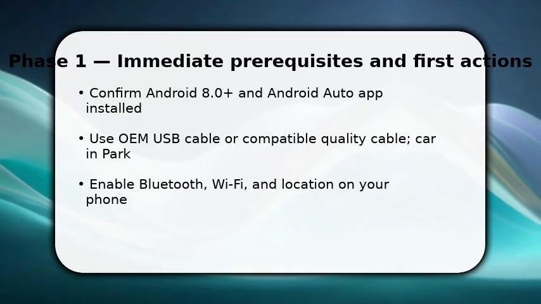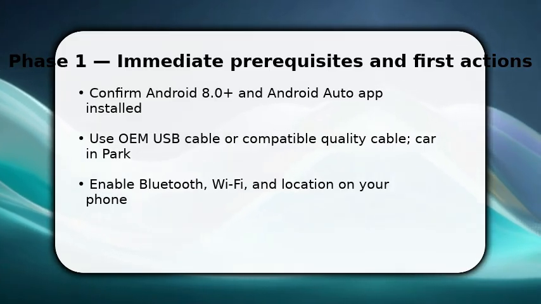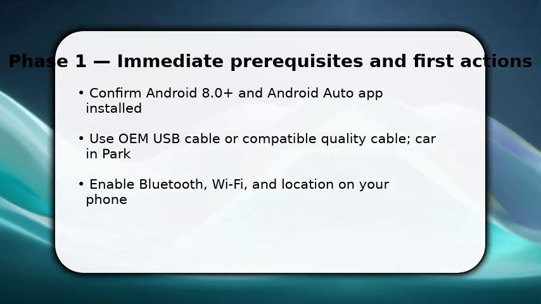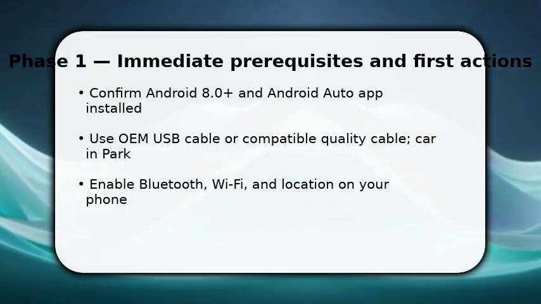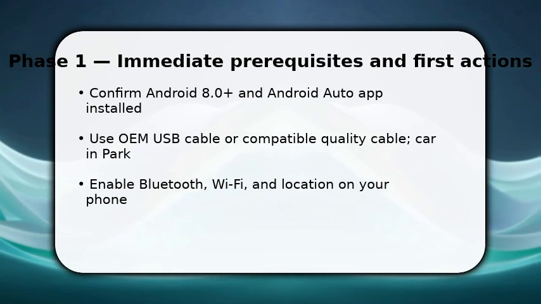Next, enable Bluetooth, Wi-Fi, and location on your phone so the car can discover it. Once connected, watch the phone for pairing prompts and accept device pairing to start the in-car setup process.